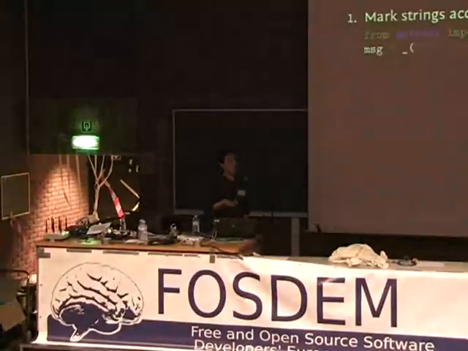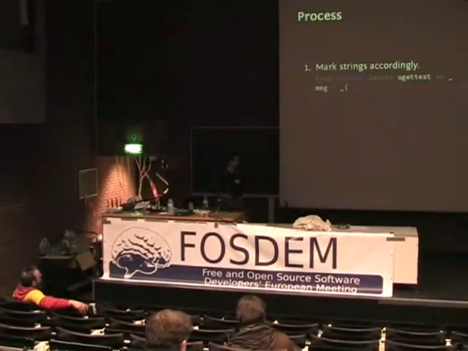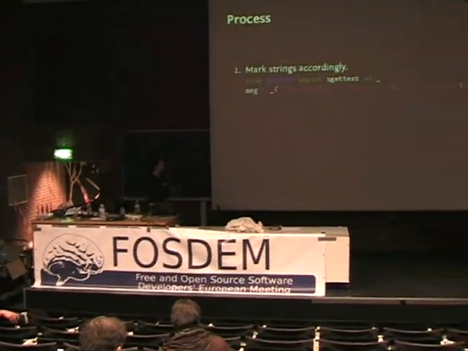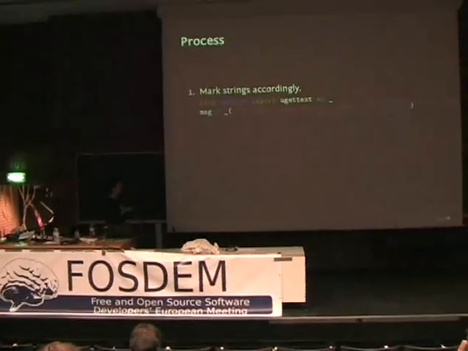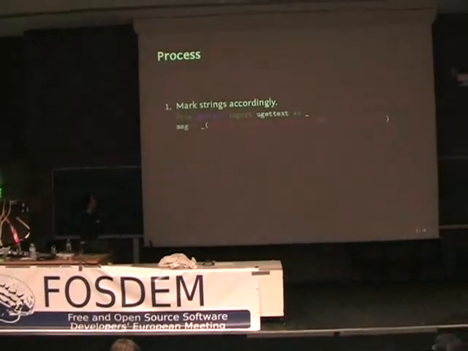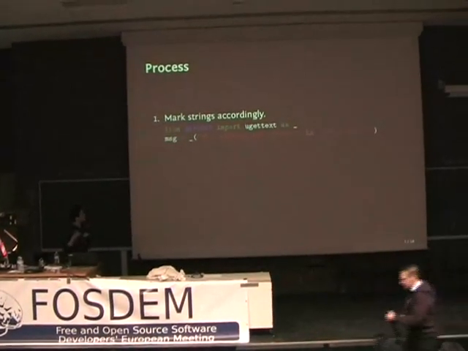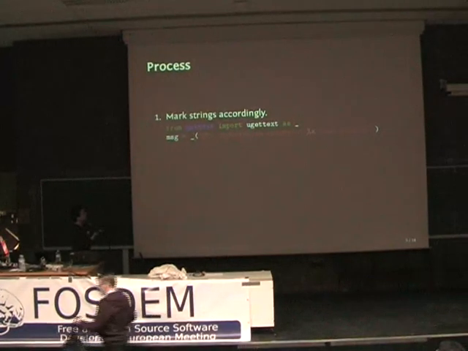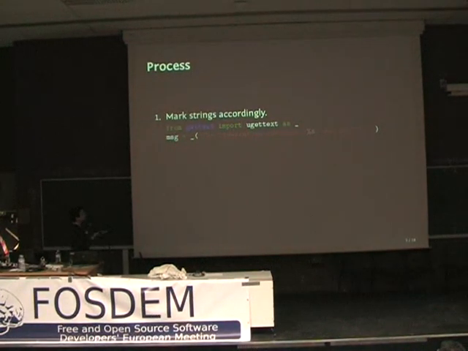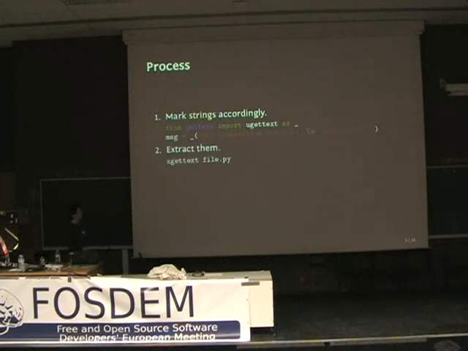The process to localize your application is actually very straightforward. First of all, you need to mark your strings accordingly, your user visible strings. The specific examples I use are for Python and for the PO format. So in Python, generally for the gettext format, you need to import the gettext family of functions, and you mark your strings with the usual notation, with the underscore and the brackets. So the first step is to mark your strings accordingly in your source code.